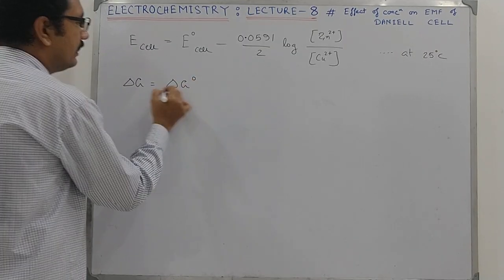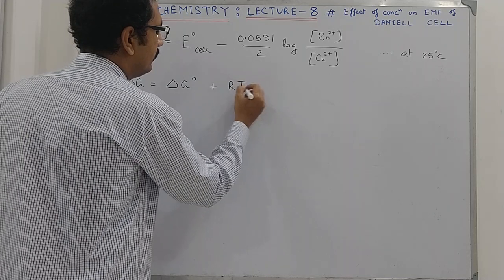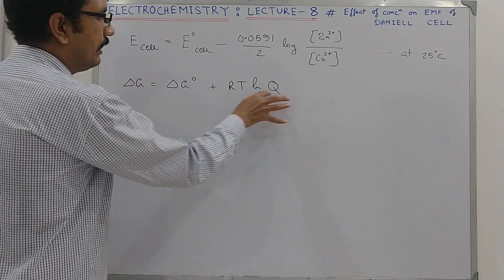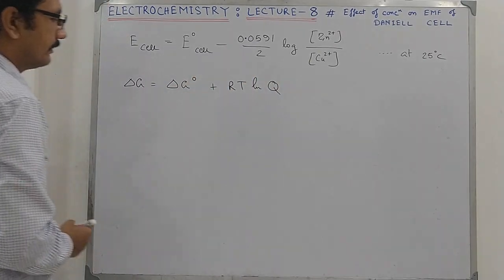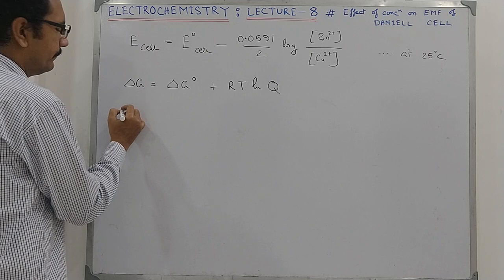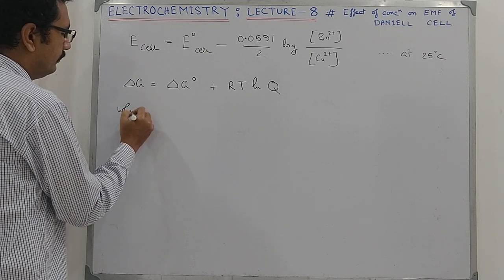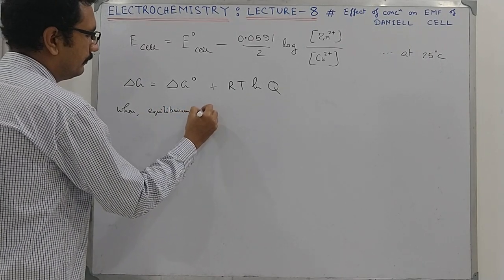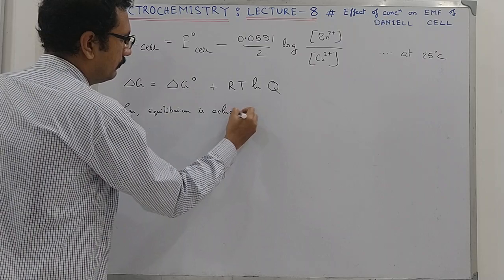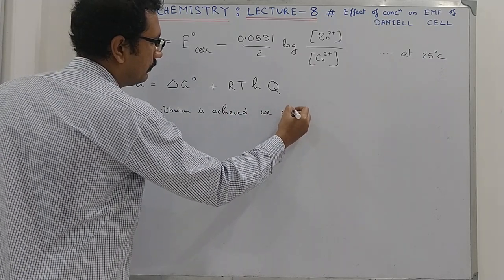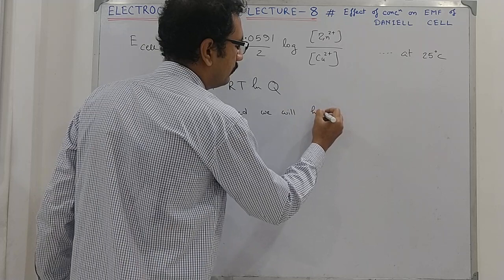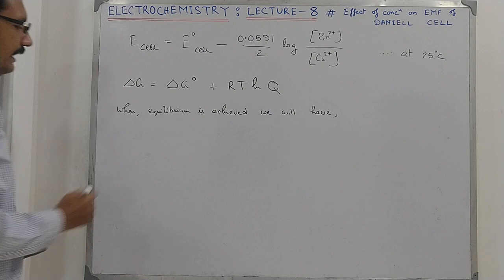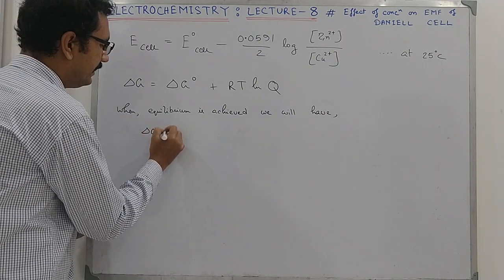So I have shown you this relation, how it comes into the picture. So del G equals del G0 plus RT ln Q. This is for the standard state. Now when equilibrium is achieved, we will have del G equal to 0.